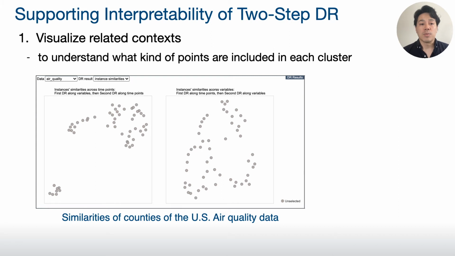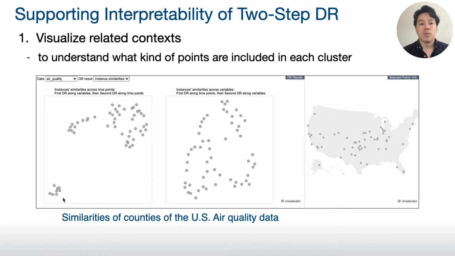Now, I will explain how MulTiDR provides interpretability. We first provide the related context of points showing the dimensionality reduction results. For example, when we are analyzing similarities of US counties, we can provide location information. By linking these views, we can show which counties are included in each cluster.